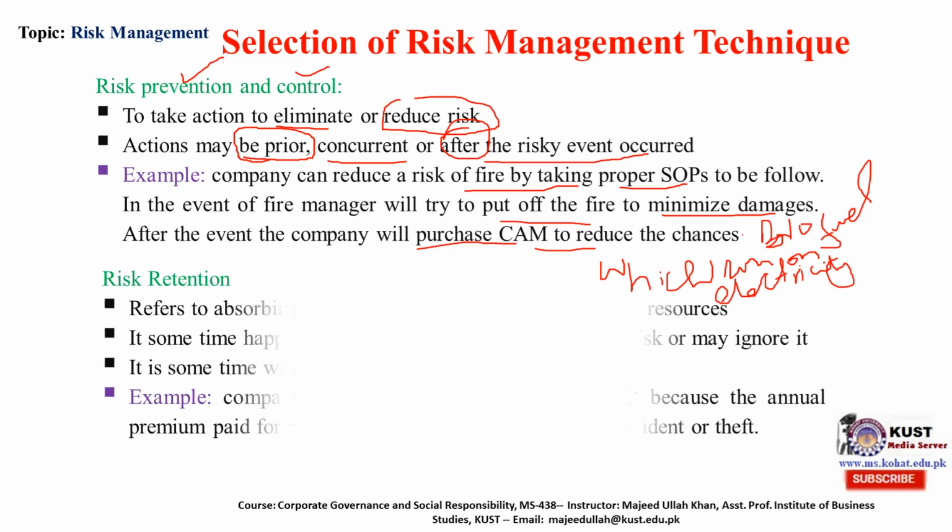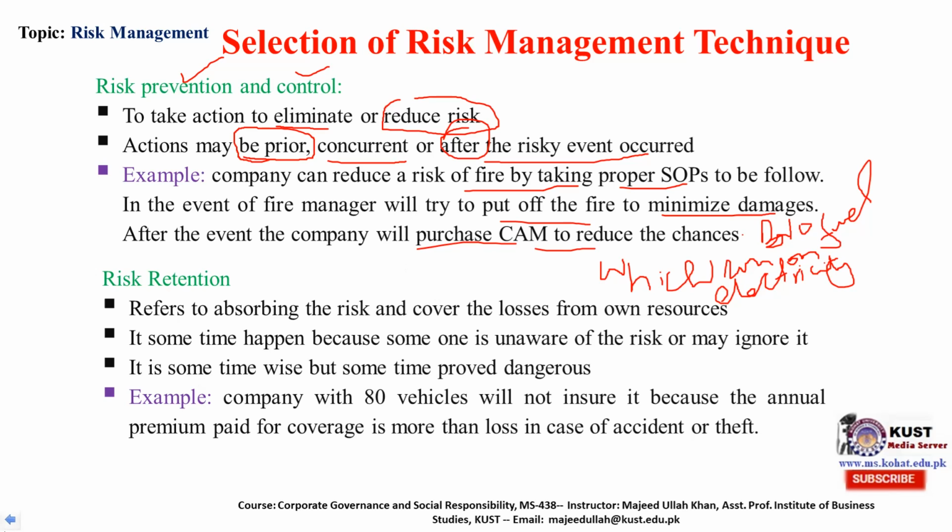So this is risk retention. This is another technique which is used to minimize or control the risk. It refers to absorbing the risk and covering the losses from your own resources, meaning the company will bear the losses and make them good from its own resources. It sometimes happens because someone is unaware of the risk or may ignore it. It is sometimes wise but sometimes proves dangerous.